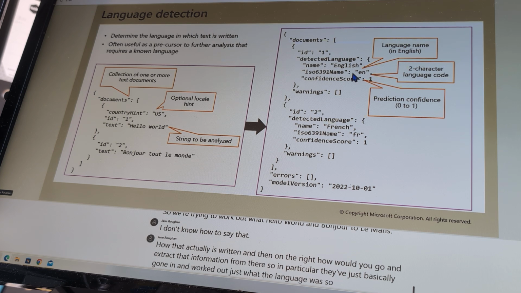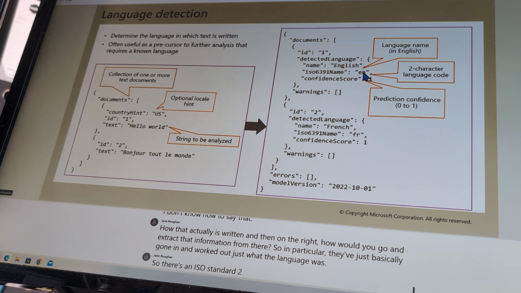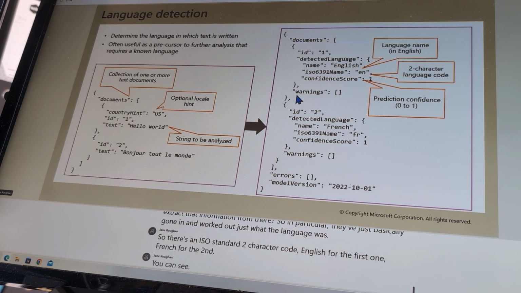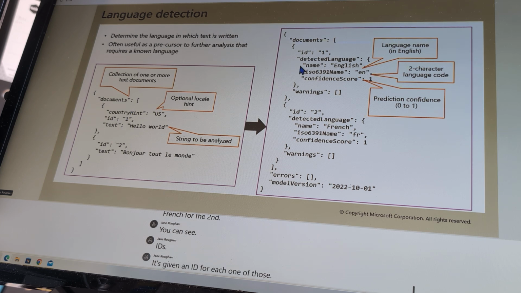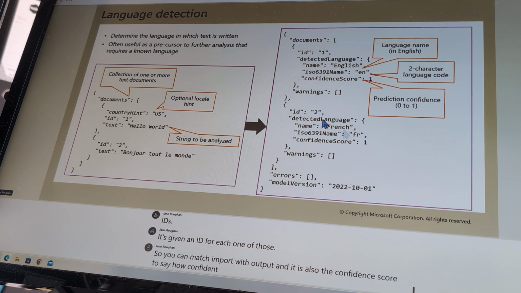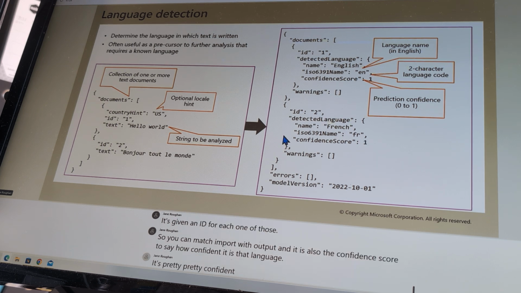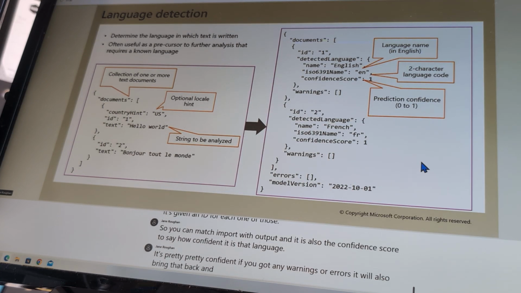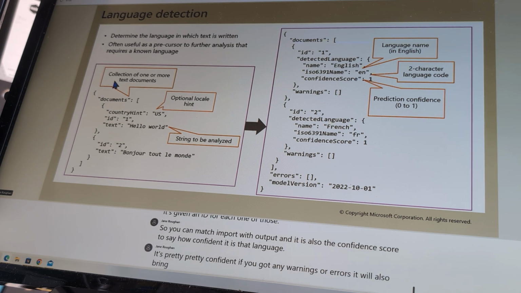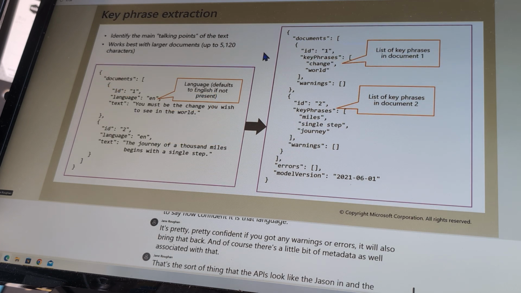So there's an ISO standard 2-character code, English for the first one, French for the second. You can see the IDs, it's given an ID for each one of those, so you can match input with output. And there's also the confidence score to say how confident it is in that language. So it's pretty confident. If you've got any warnings or errors, it will also bring that back. And of course, there's a little bit of metadata associated with that. That's the sort of thing that the APIs look like, the JSON in and the JSON out.